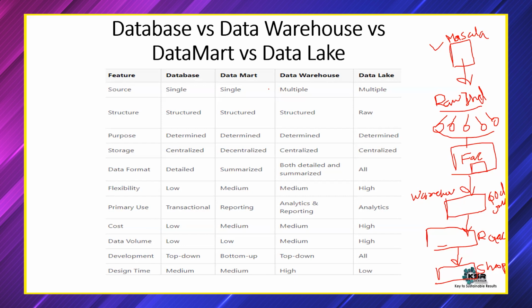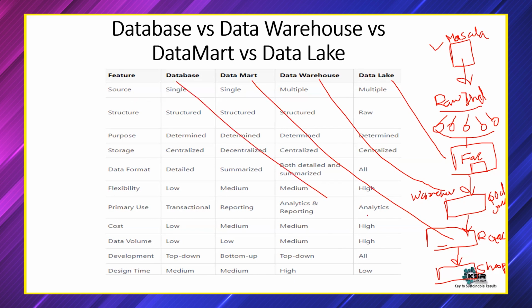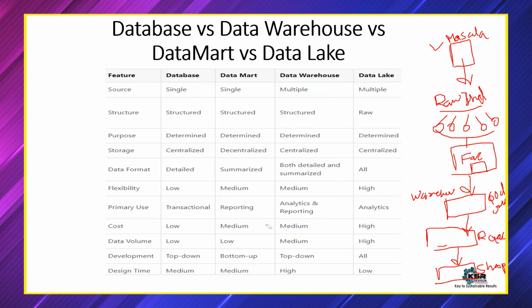Now in simple terms, if I take an example, the factory here is the data lake. The godown where the masala is kept is called the warehouse. In that godown where the masala is kept, that specific rack is called the data mart, and the shop is called the database. This is how the flow of data is. Let me remove these lines.